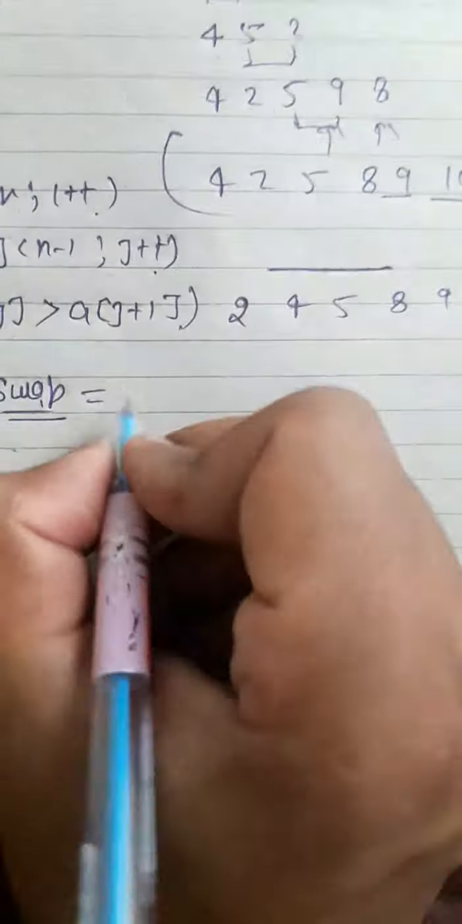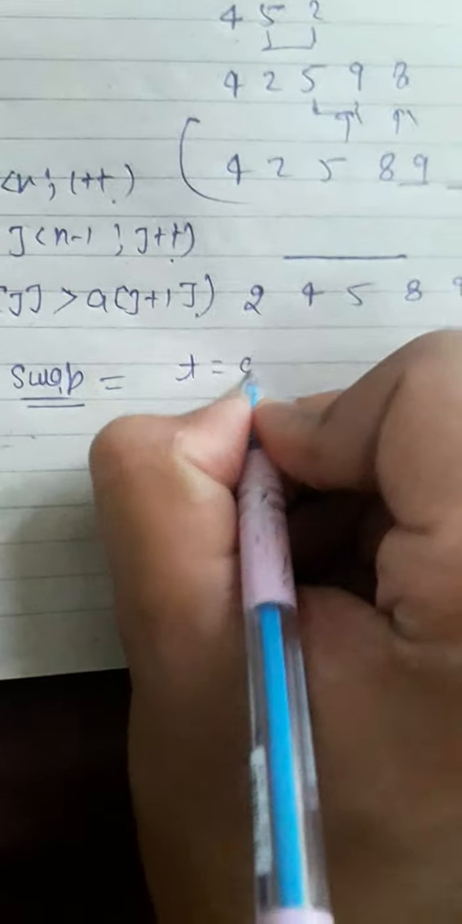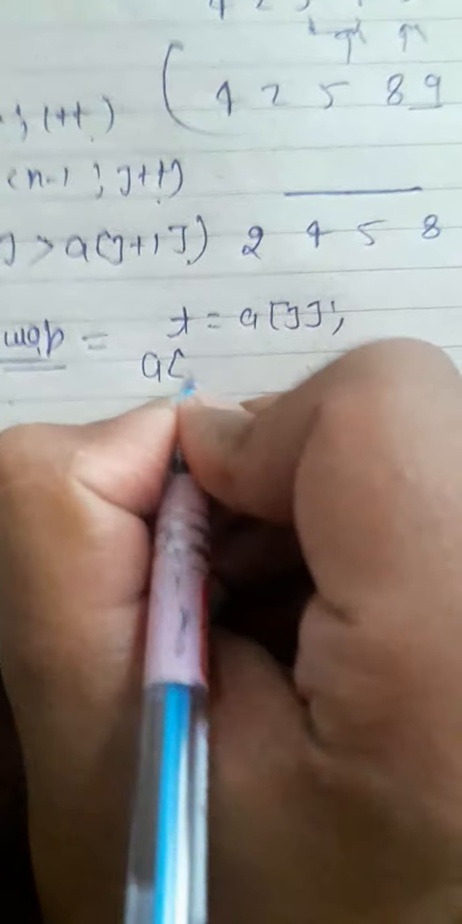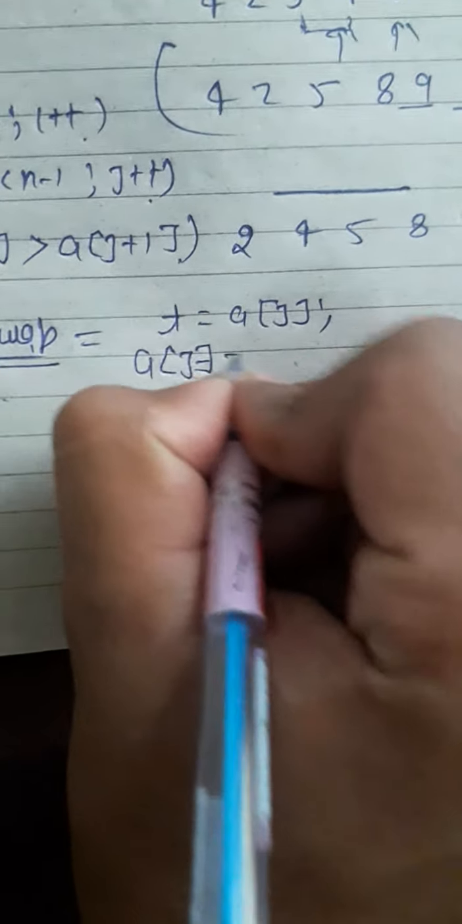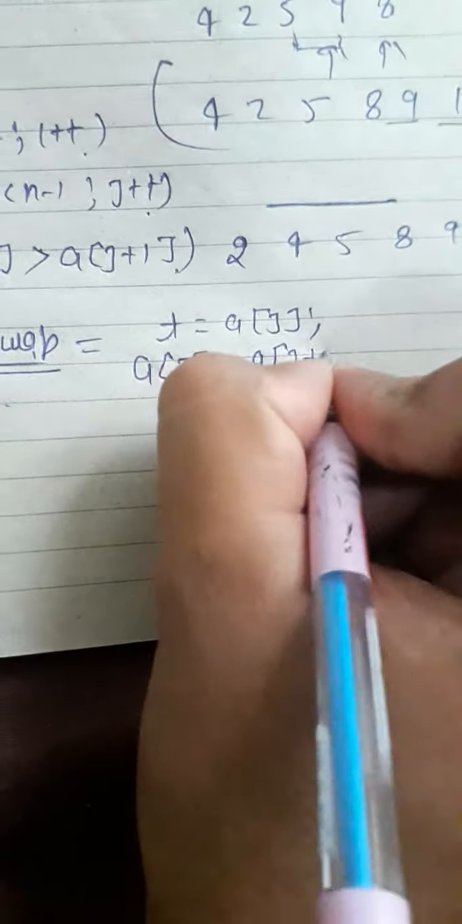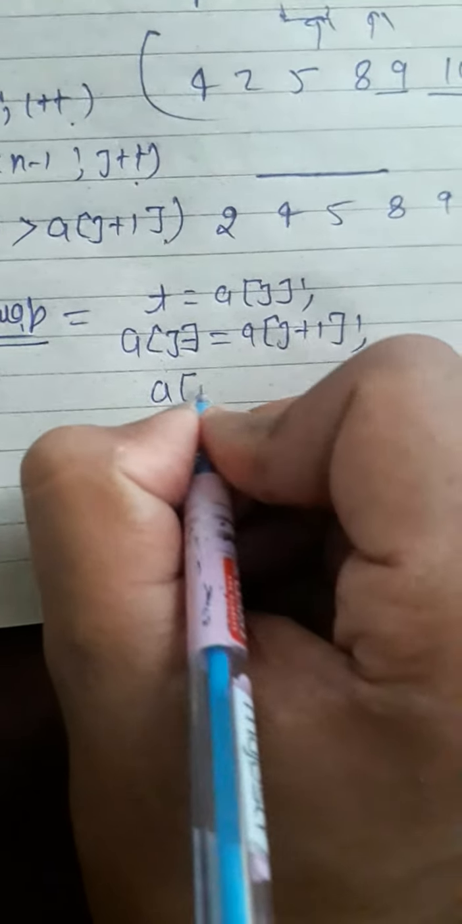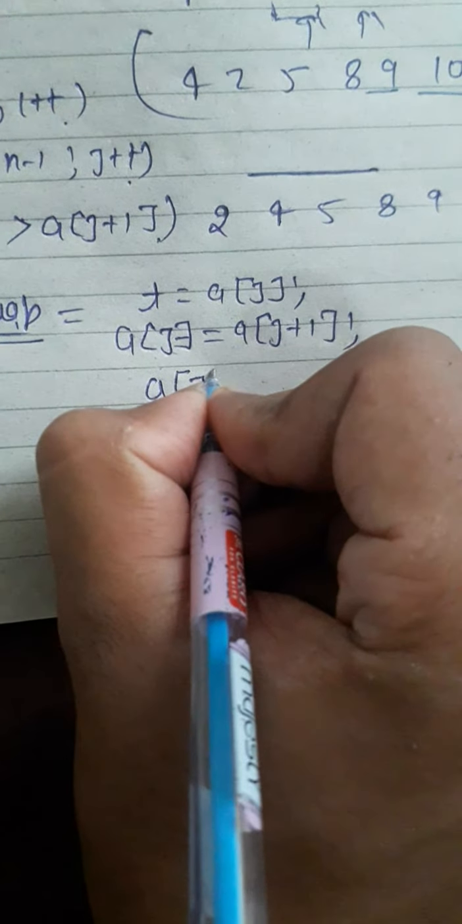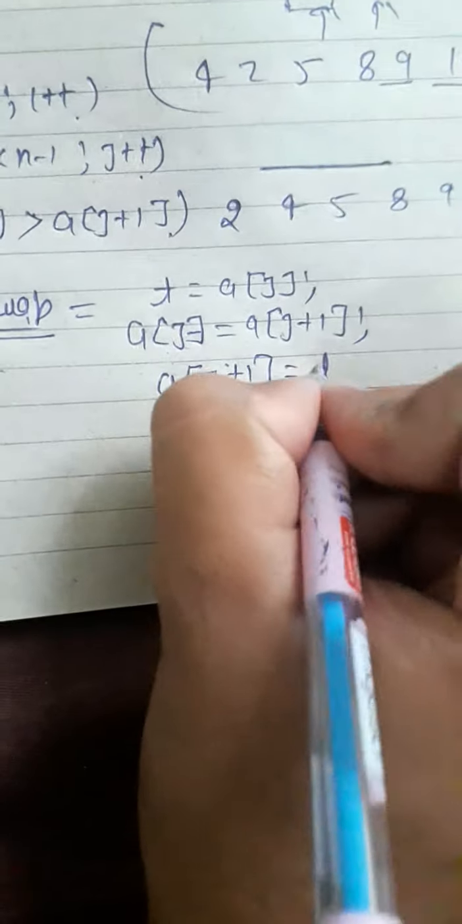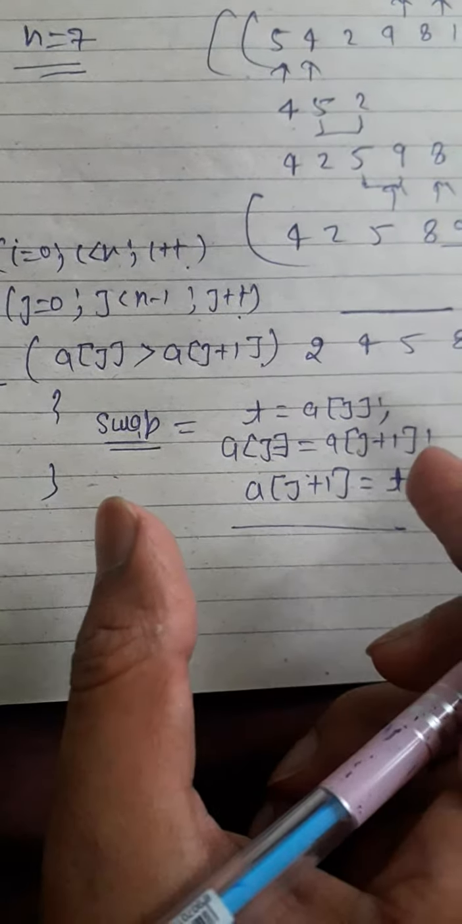Swap by a method. First we'll take a variable and store the value of a of j in it, and then we'll put the value of a of j plus 1 into a of j, and the value of a of j plus 1 is equal to the temporary variable. In this way we'll swap the elements and finally we'll get the result.